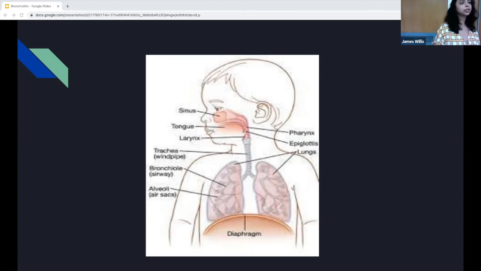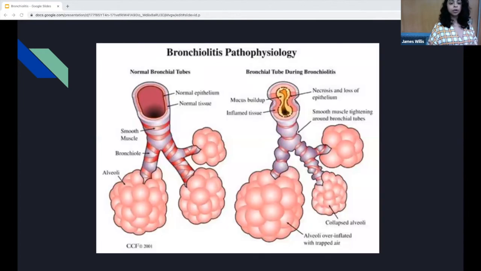The lower respiratory tract starts at the larynx and involves the trachea, which then bifurcates into the bronchi and then the bronchioles, hence the term bronchiolitis, and then you terminate into the alveoli. So as the virus spreads to the bronchioles, it causes an inflammatory response, which causes mucus plugging, edema, and you can also have necrosis and loss of the actual epithelium.